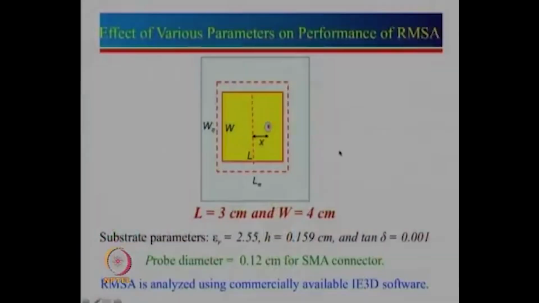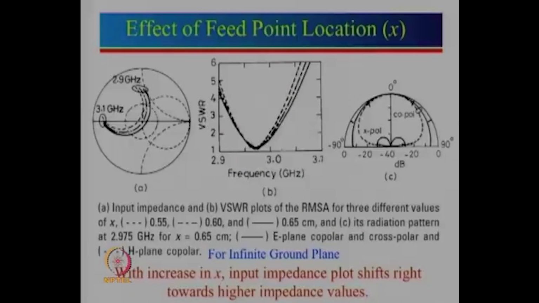So, let us continue. In the last lecture we started with the rectangular patch with the 3 centimeter length and 4 centimeter width, and these were the substrate parameters we took, and the probe diameter was taken as a starting point. Then we looked at the effect of the feed point, and we noticed that as x increases, the input impedance plot shifts right towards higher impedance. So, this is x 0.55, 0.6, 0.65.